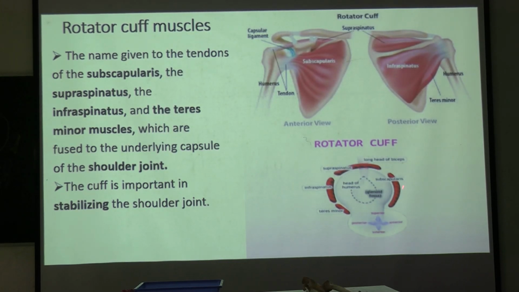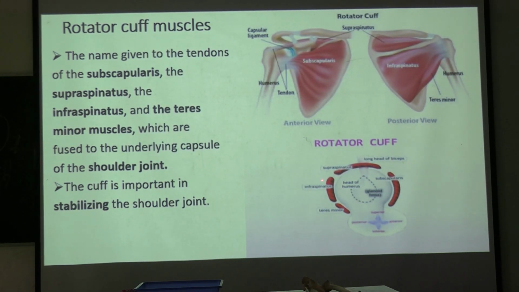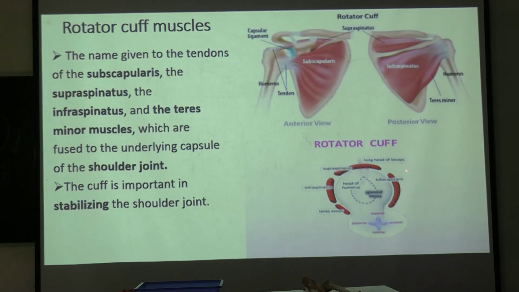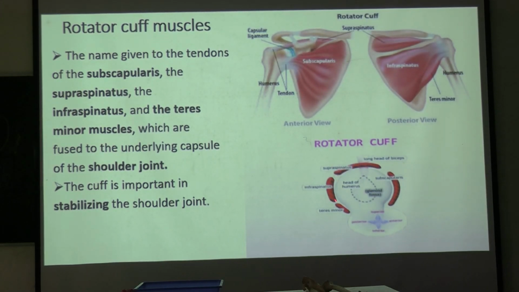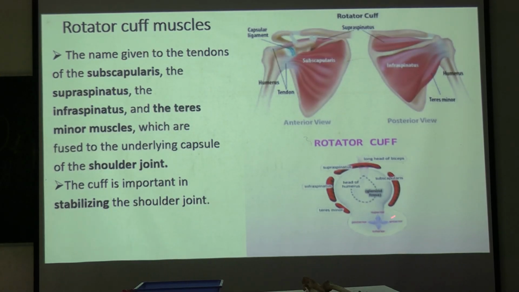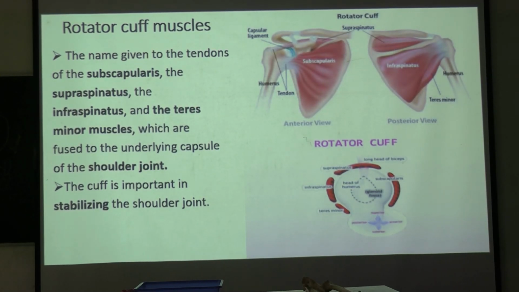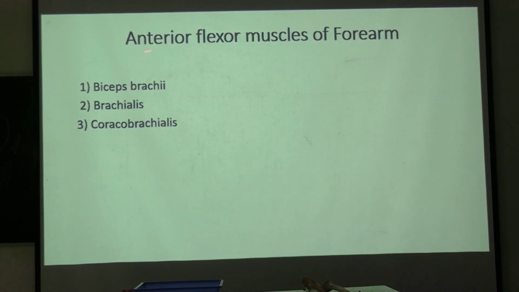Okay, so these are the muscles you can see. This is subscapularis, supraspinatus, infraspinatus, teres minor. All these are fusing with the capsule of the shoulder joint and stabilizing the joint. Next, anterior flexor muscles of the forearm.